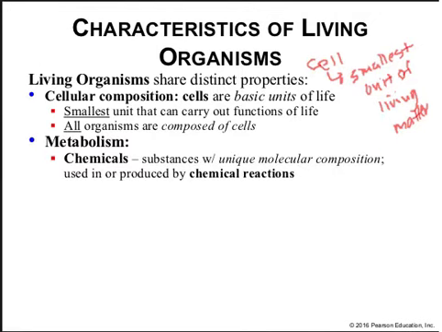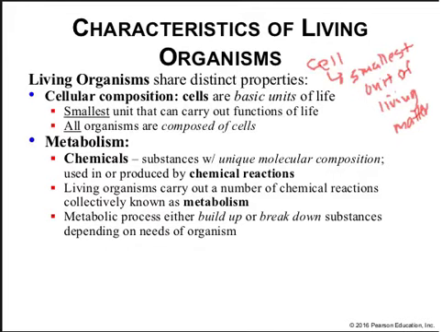Metabolism is another critical aspect that all living things carry out, and that's the ability, essentially, to extract energy from fuel molecules that it consumes, and also to generate waste products as a result of the process. Living organisms carry out a number of chemical reactions known as metabolism, that can either build up or break down substances depending on the organism's needs. The anabolic processes are the building up processes, and the catabolic processes are the processes that we use to break down components. So let's make a note of that while we're here.